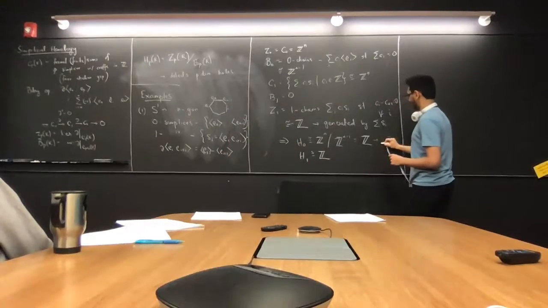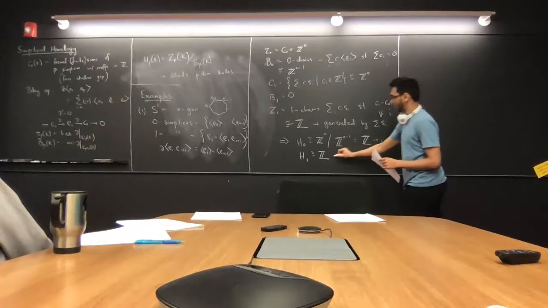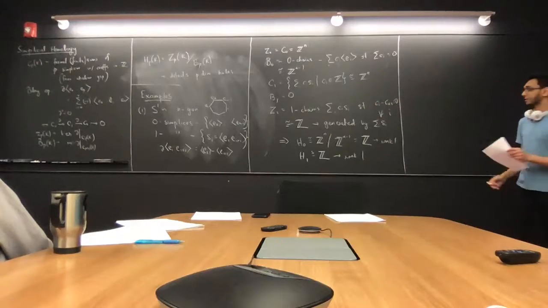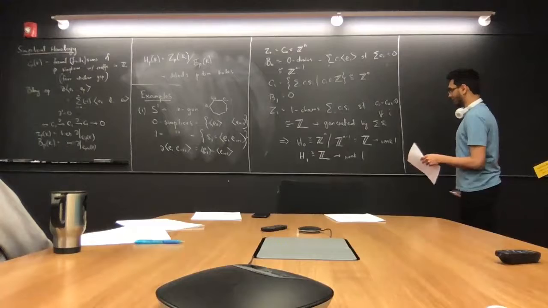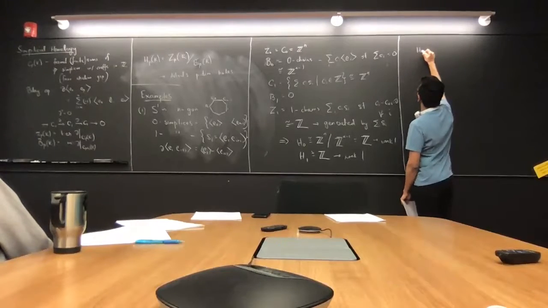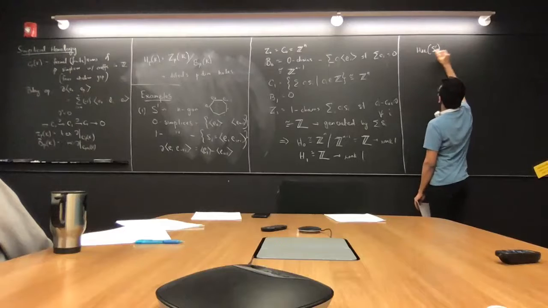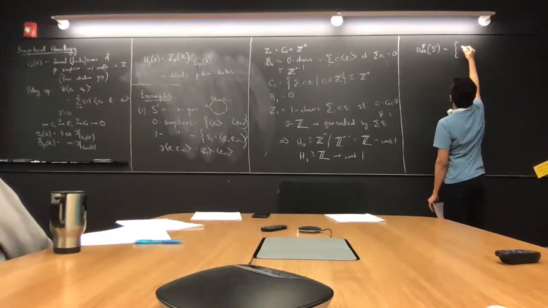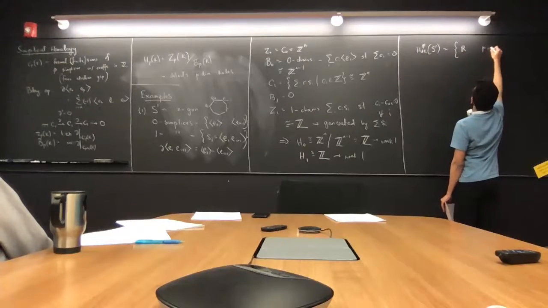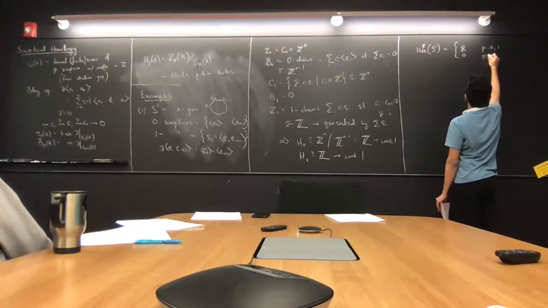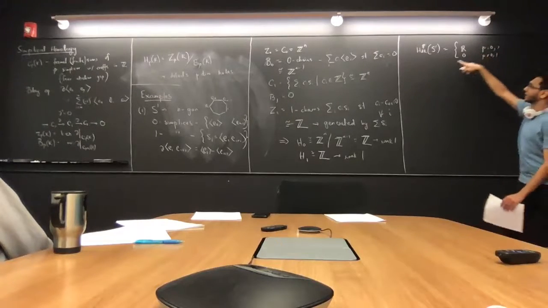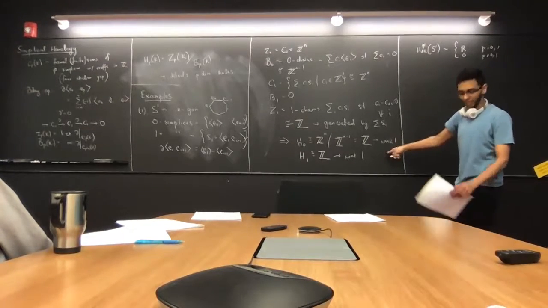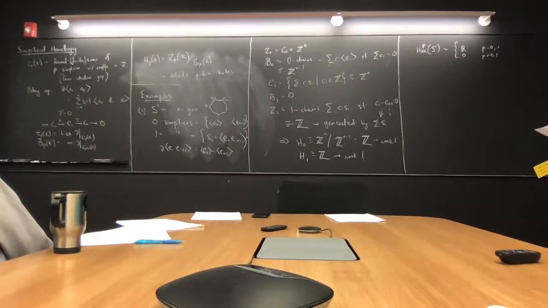So note that this has rank 1 as an abelian group. This has rank 1 as well. Sorry, as a free abelian group. And recall that the de Rham cohomology of S1 was also given by R if p is equal to 0 or 1, and 0 otherwise. So the dimension of the de Rham cohomology of a circle is the same as the rank of the homology groups of the circle, of this triangulation of the circle.